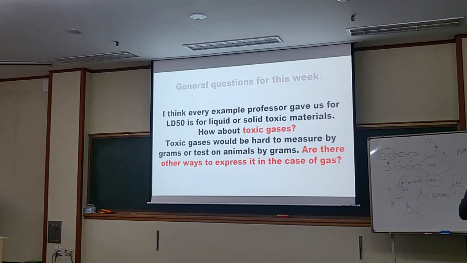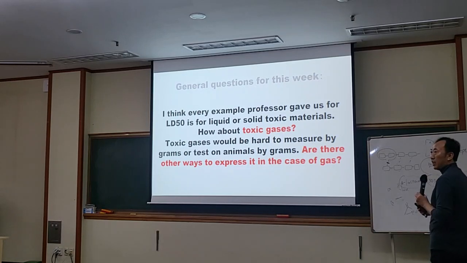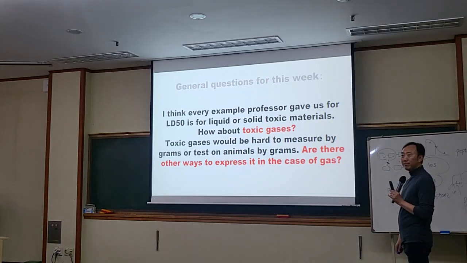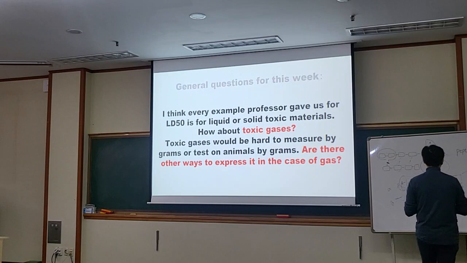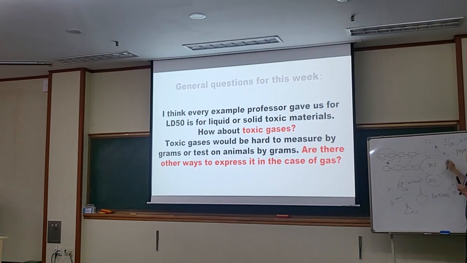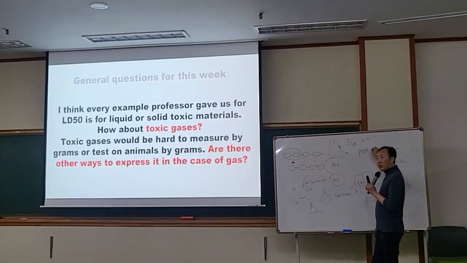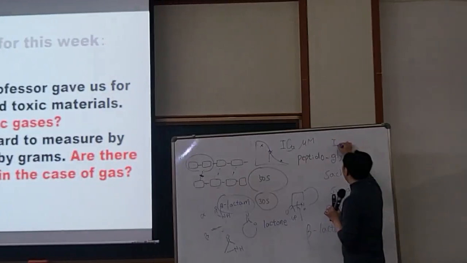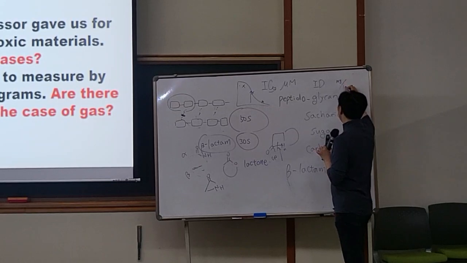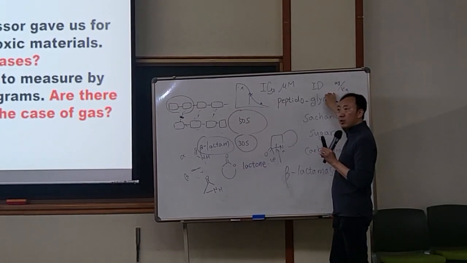Okay, another question. If it is a solid or liquid, it's easy to measure those amounts. How about a gas? If it's a gas, how do you measure those amounts? For liquid, you can use maybe micromolar concentration. If it's a concentration, you call it C rather than dose. Molar concentration. Usually when you use dose, it is milligram per kilogram. Then this can be applied to solids too.